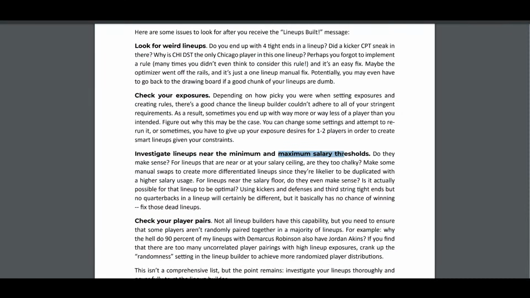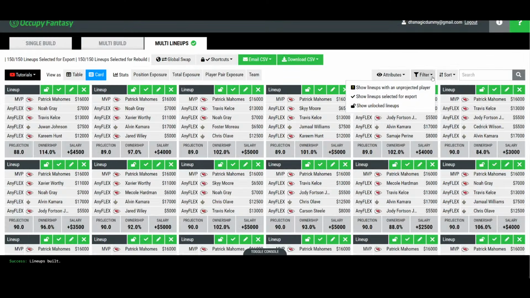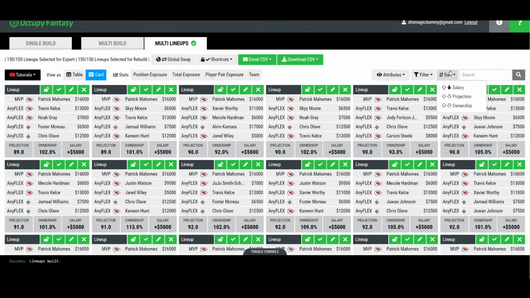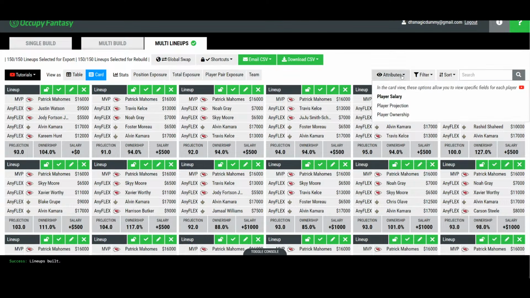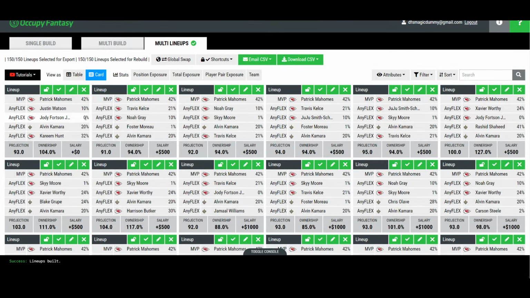Now we're looking for maximum salary thresholds. Let's sort by salary. That's lowest salary. Highest salary. Is this too popular for the largest GPP? This has 0% Jody Fortson. I think we're okay. I think we're probably fine. This has 1% Moreau, 10% Gray, 500 salary left over. This will be close, but because Moreau's only 1%, we might be okay with this lineup. As far as like not 50 other people having it. If it's 10 people, if you're okay with that, totally fine.